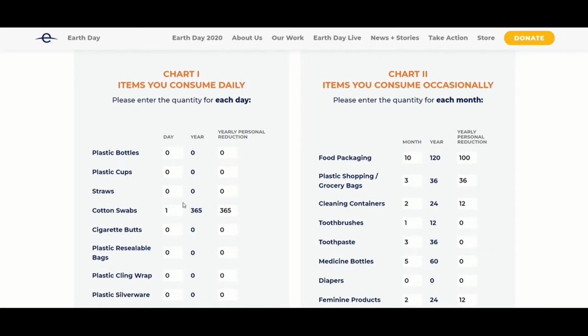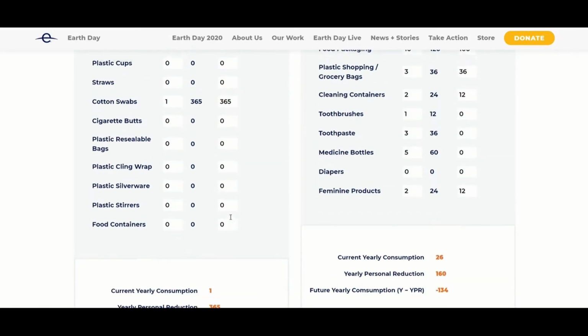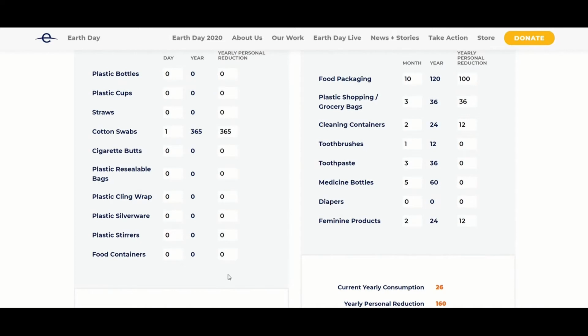You can see for cotton swabs, I use about 1 a day, which is 365 in the year. And when you think about it, I think I could cut out that 365. So I've put in that 365. How would I do that? Well, by making the switch from cotton swabs to silicone-based swabs. There are also a few other methods to clean out your ears, and I could very easily switch to them. Scrolling down, you'll see the rest of them I have 0 just because I've cut out a lot of this stuff.